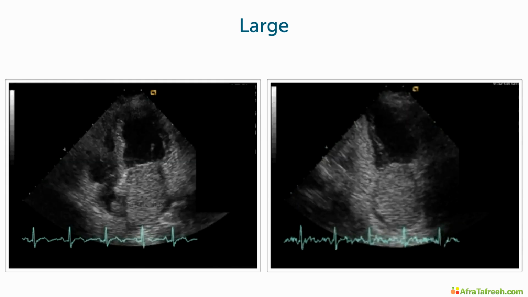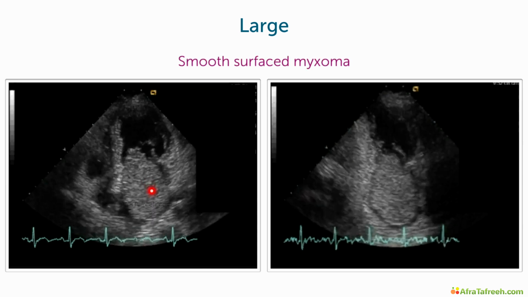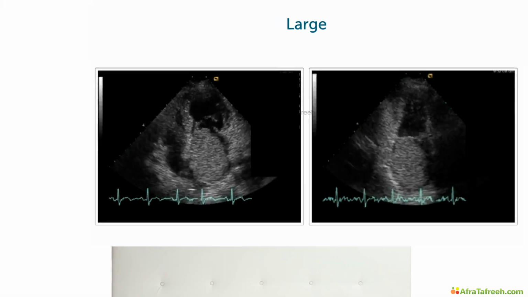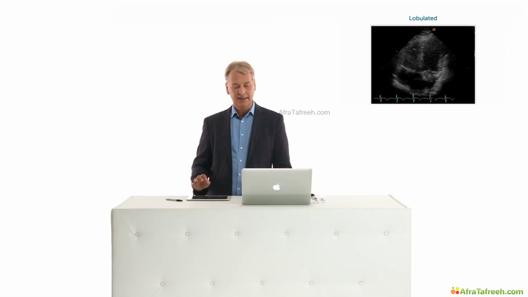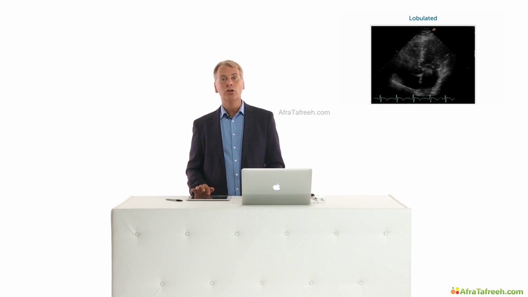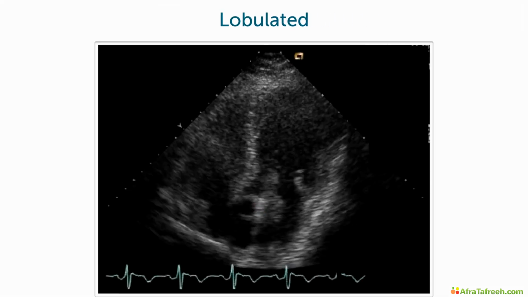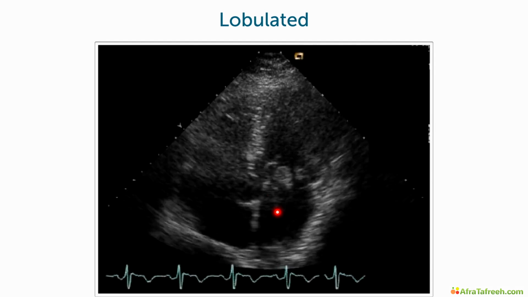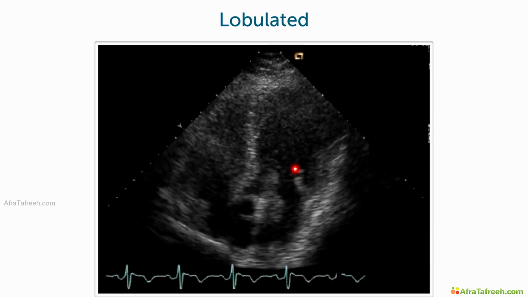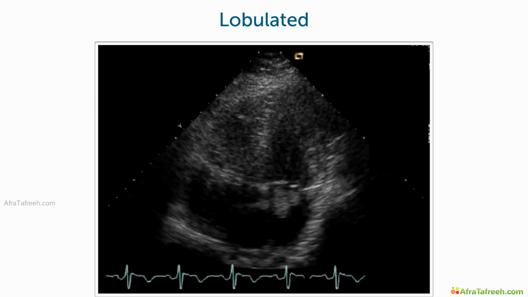This is an example of, I would say, a smooth myxoma. The surface is rather smooth and it's very homogeneous, something that is not always present in all myxomas. Here is such an example of a myxoma that is more lobulated. You see, it doesn't have a smooth surface. It again arises from the intraatrial septum and protrudes into the left ventricle. And by doing so, it probably causes some degree of obstruction, which is not significant.